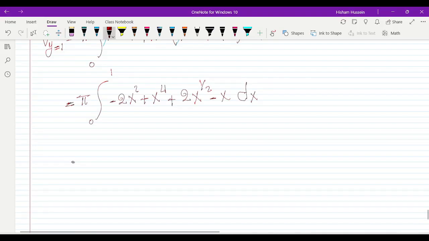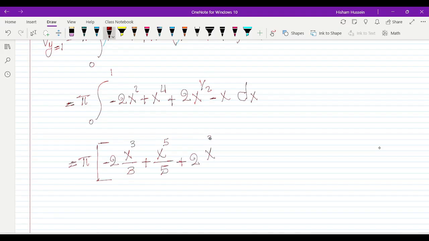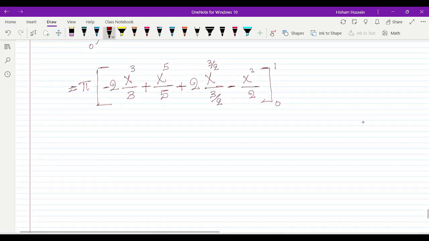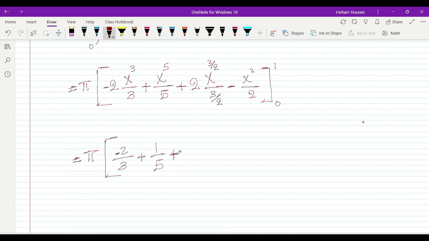Now integrate. This equals pi times, evaluate the integral: negative 2 as it is, x to the power 3 divided by 3, plus x to the power 5 divided by 5, plus 2 x to the power 3 over 2 divided by 3 over 2, minus x. Its integral is x squared divided by 2 with the limits from 0 to 1. Substitute with the upper minus substitute with the lower. You will get pi times negative 2 over 3 plus 1 over 5 plus 4 over 3 minus half.